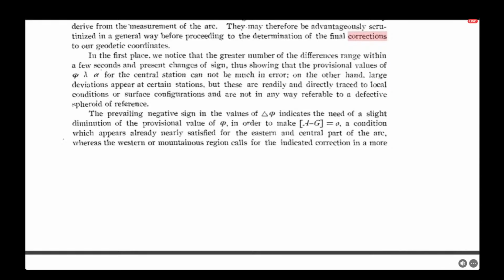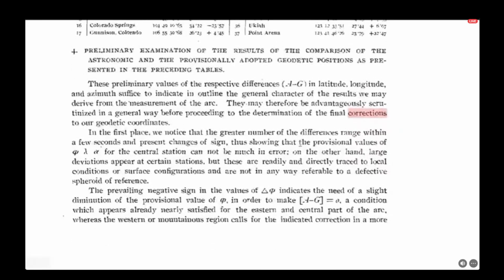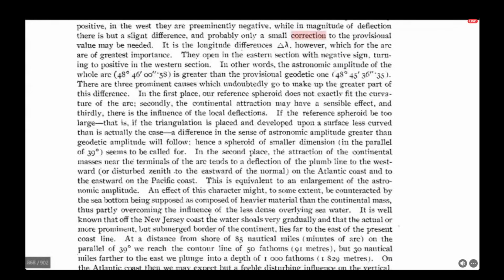They may therefore be advantageously scrutinized in a general way before proceeding to the determination of the final corrections to our geodetic coordinates, meaning we're going to choose which errors we're going to throw out, which margins we're going to adhere to, and at the very end, which coordinate system we adhere to. So, I mean, this is insane. If this is what's put forth as proof of the globe, man, I'm happy I made the right choice.